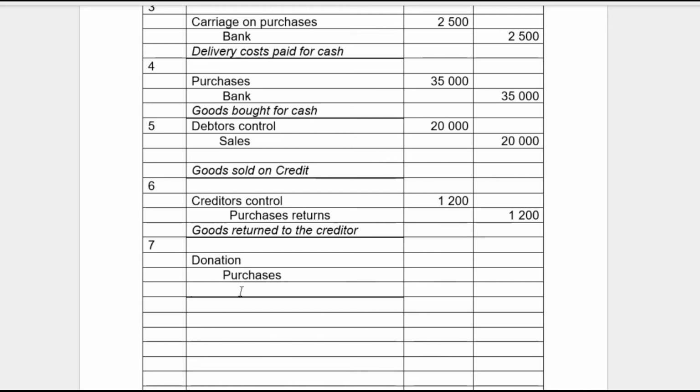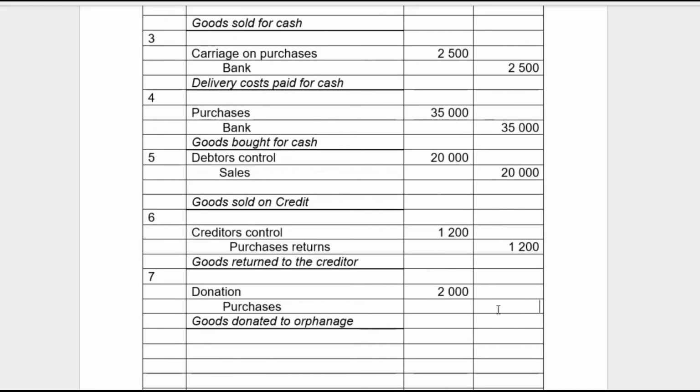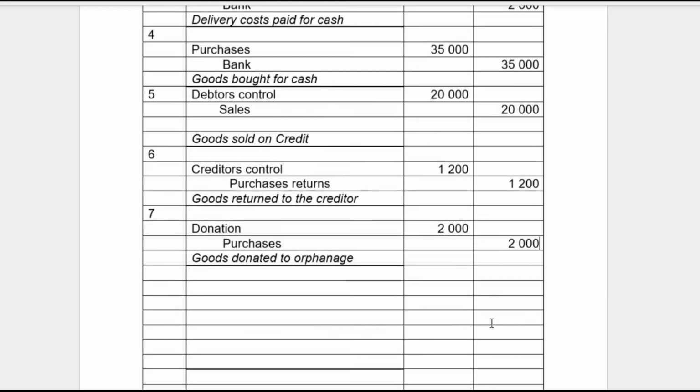And then narration, when you donate goods there, narration will be goods donated. Goods donated or goods donated to the orphanage. Goods donated to orphanage. We donated goods for 2,000 rand. Okay. And then the last transaction, which is transaction number 8.